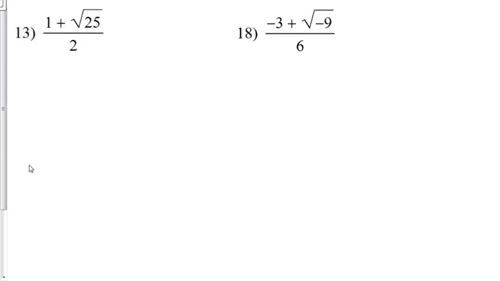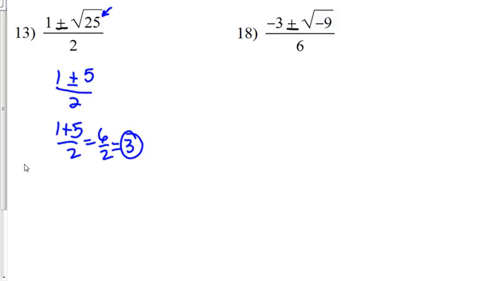Okay, sliding over to 13 and 18, these look like quadratic formula results. So again, 25 is a perfect square. I want you to see that when you get a perfect square, you actually have two numbers, two integers that you can combine. 1 plus 5 over 2 and 1 minus 5 over 2.